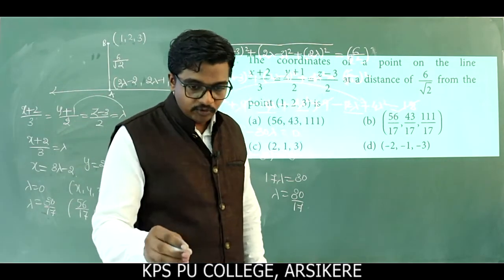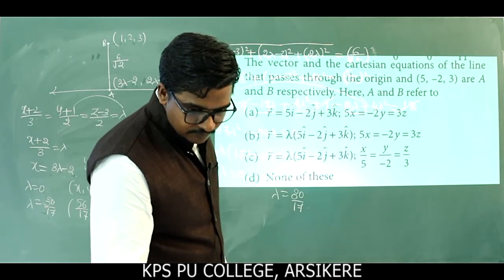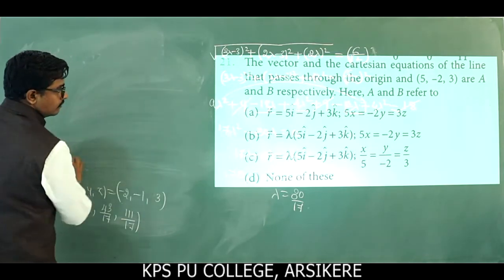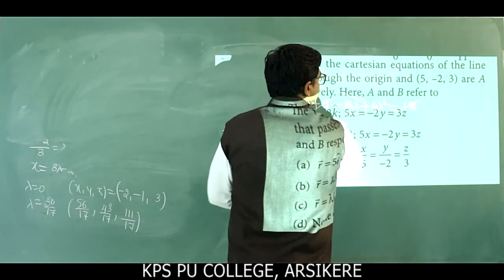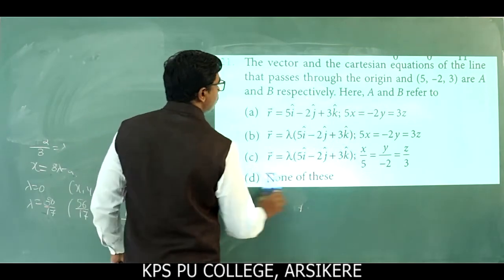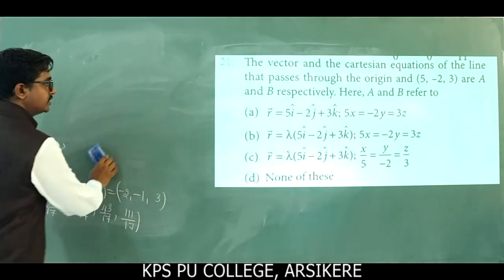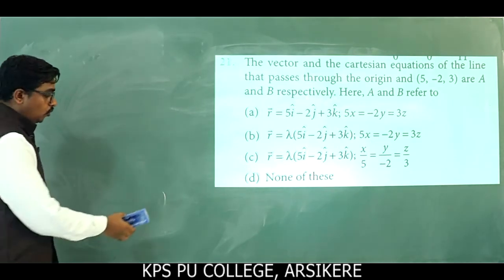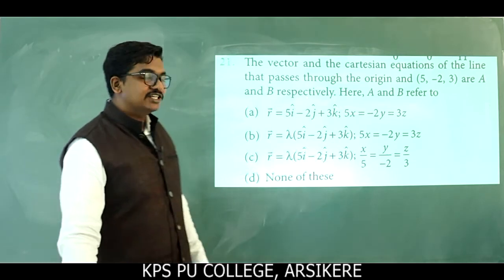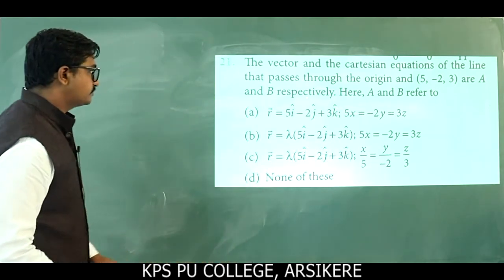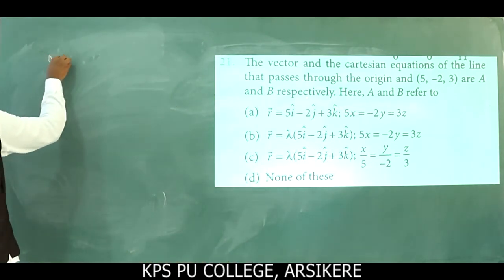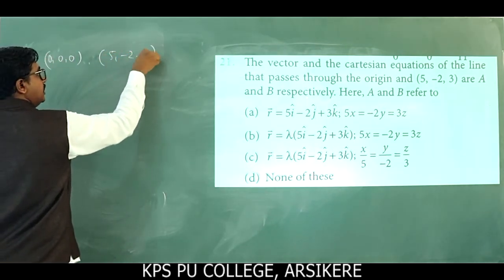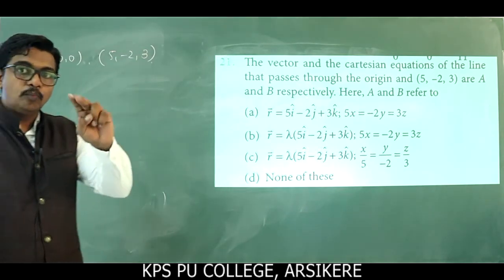Next, dear children, we are moving to the next question. The vector and Cartesian equations of the line that passes through the origin and the point 5 comma minus 2 comma 3 are A and B respectively. The vector equation is A and the Cartesian equation is B, given here. It passes through the origin 0 comma 0 comma 0, which is one point, and another point is 5 comma minus 2 comma 3. Remember the equation of the line passing through 2 points.